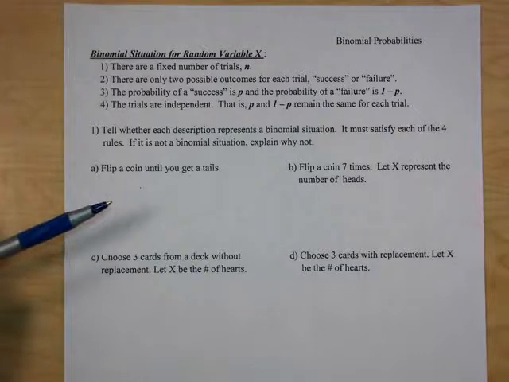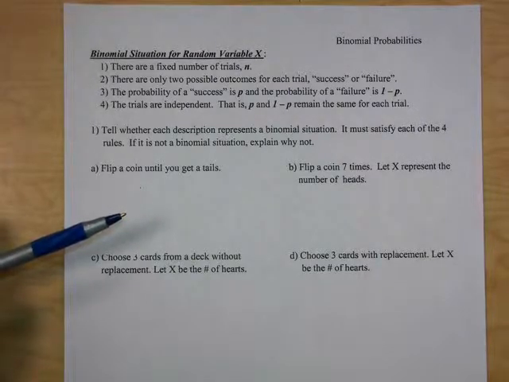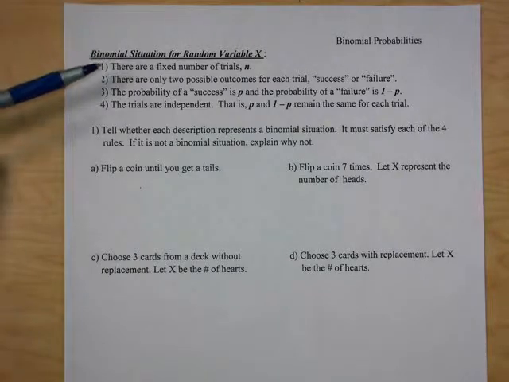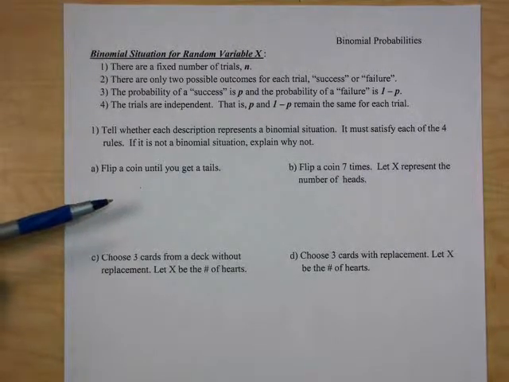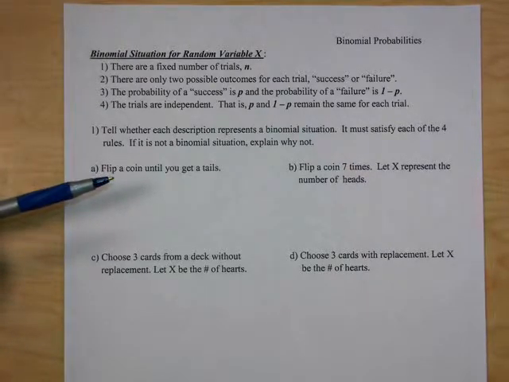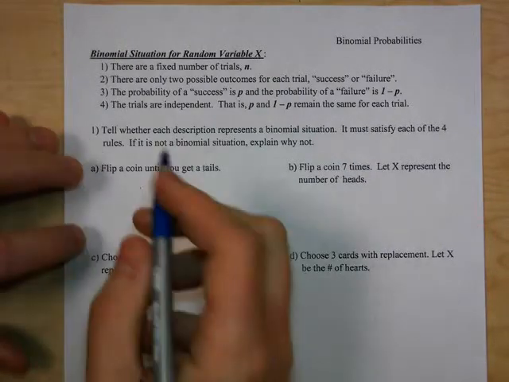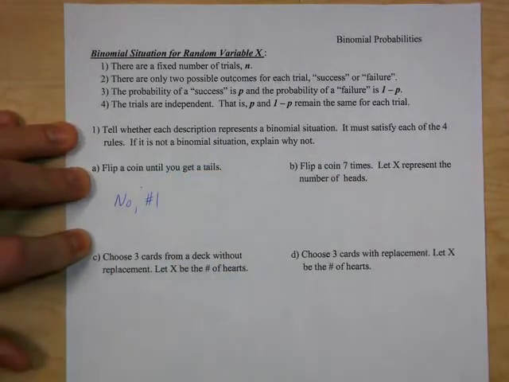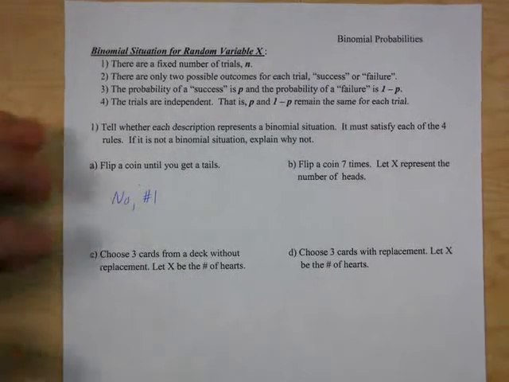So part A, we flip a coin until we get a tails. Is that binomial or not? Well, let's go through. Are there a fixed number of trials n? Well, I would say no, because if you flip the coin once, you may get a tail, you may not. You may have to flip twice, 3 times, 4 times, 5 times. There's not a fixed number of trials, so right off the bat, it violates the first rule.